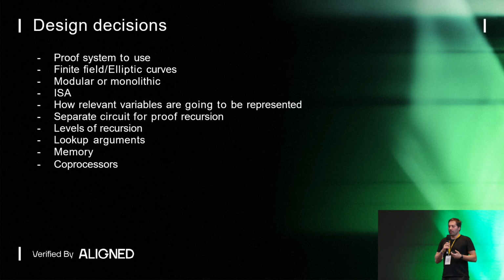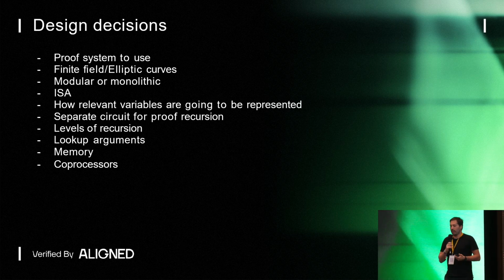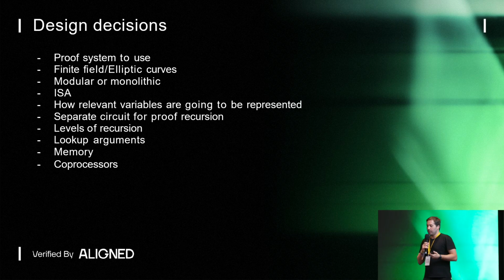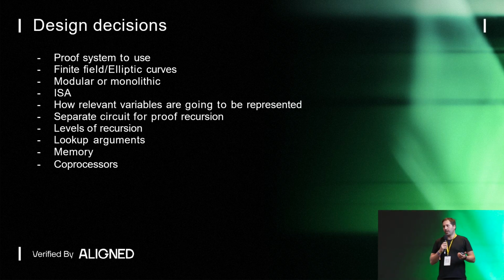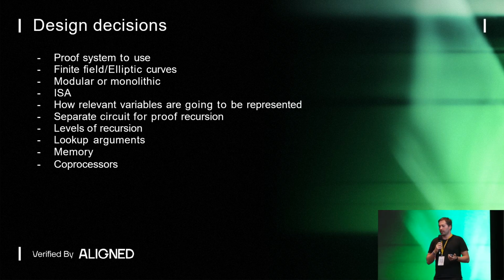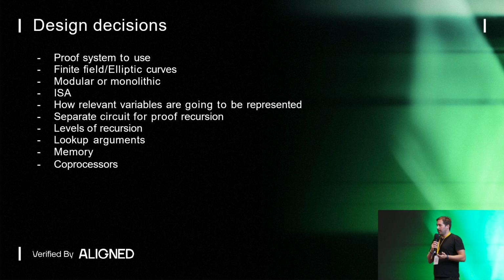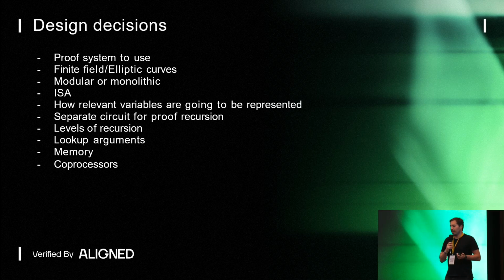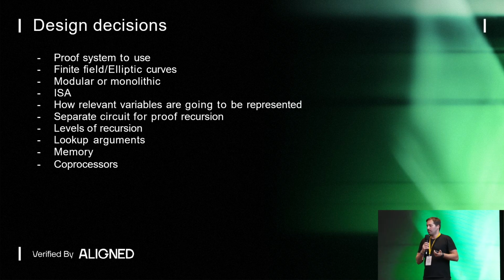So here are some of the design decisions we face when trying to build our ZKVM. First is the proof system to use. So here we face things such as, are we going to use STARKs? Are we going to use Circle STARKs? Are we going to use elliptic curves? Right now, I think we are converging on the idea that STARKs are way better because of some of the advantages that they offer. Of course, for some protocols, it makes sense to use elliptic curves because they want other properties.